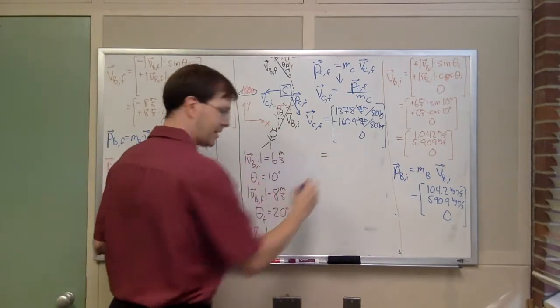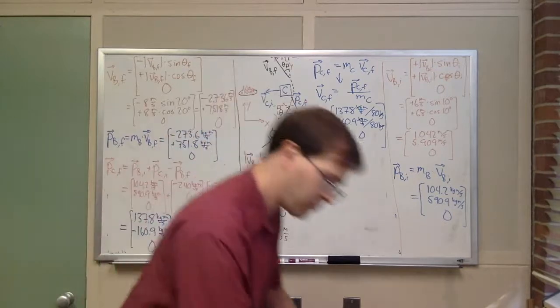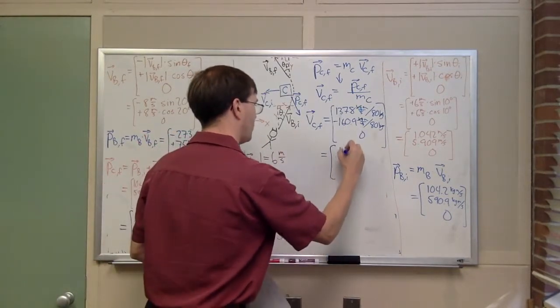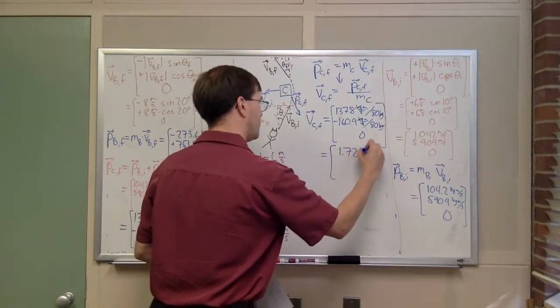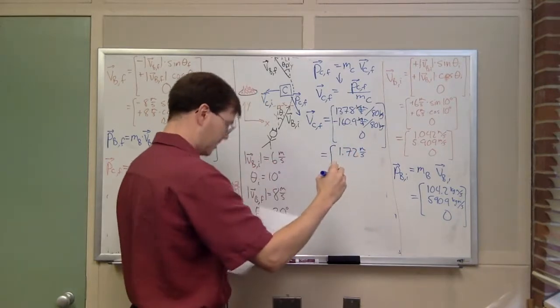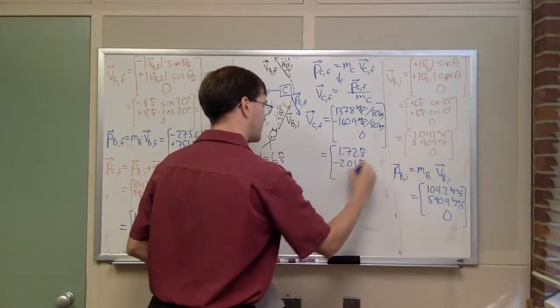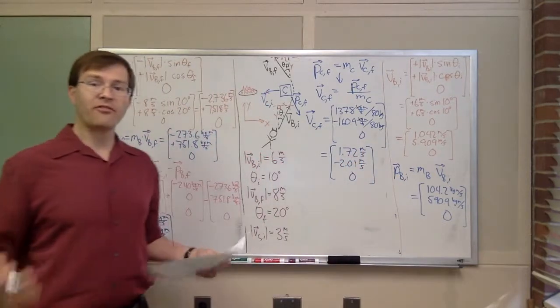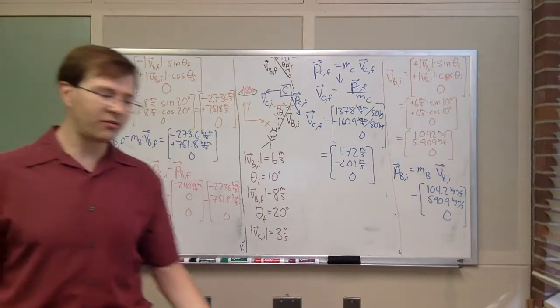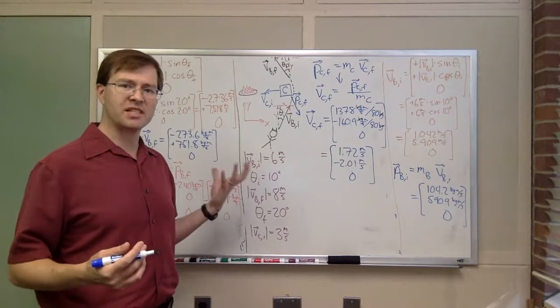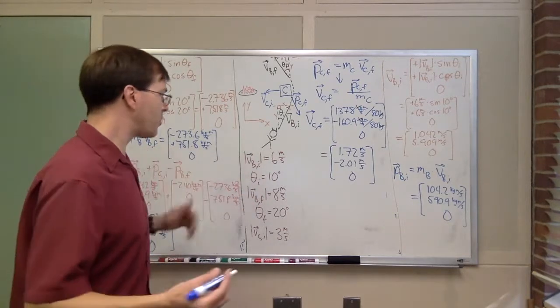The answer I get in the end, again, pre-computed this, is 1.72 meters per second and negative 2.01 meters per second and 0. There is my final velocity for the cabinet. I've solved this. That's basically the whole problem right there. I was asked for the cabinet's final speed and direction, so I suppose I can put that in there.